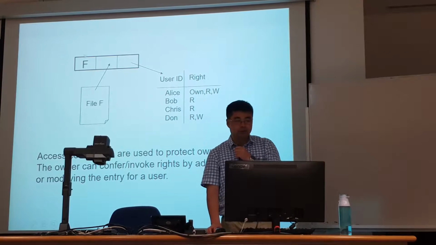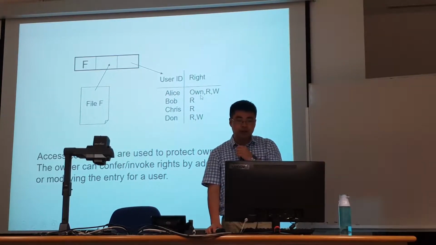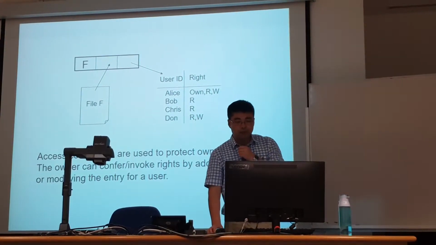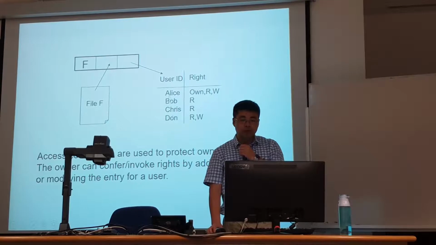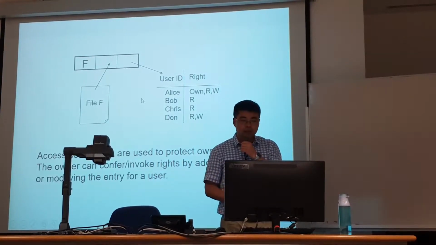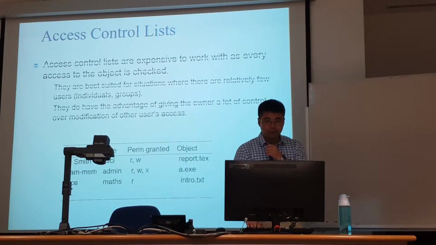So for file F, you can use the user ID. Alice owns this file. Alice can read and write this file. And then Bob can read this file, and so on. As I said, in Unix, only the owner or the root user, which is the same as the administrator in Windows, can change the permission, can change the ACL. Other people cannot change the content of the ACL.